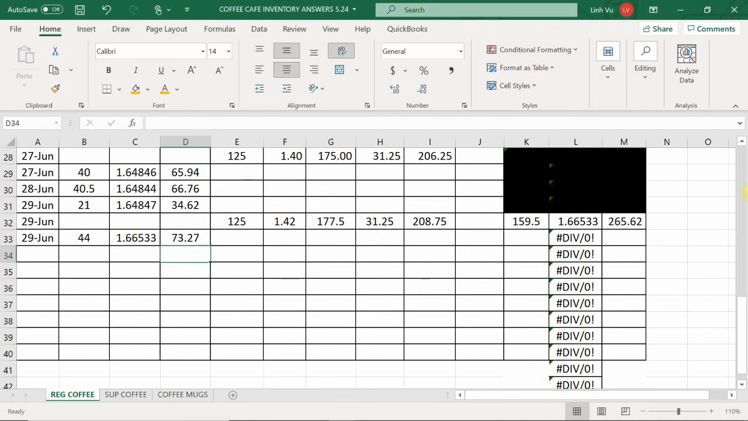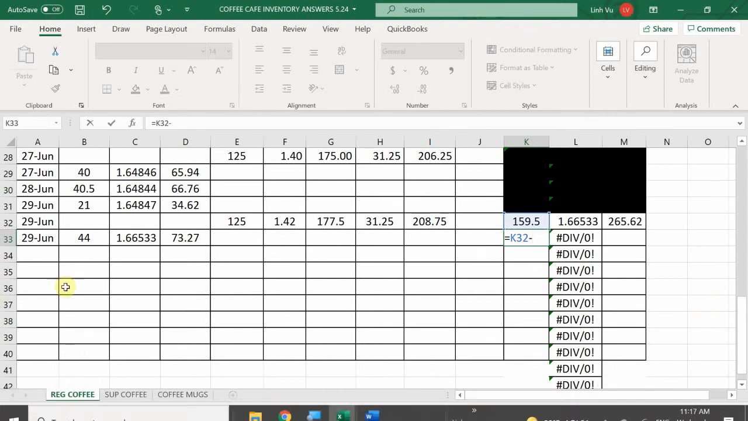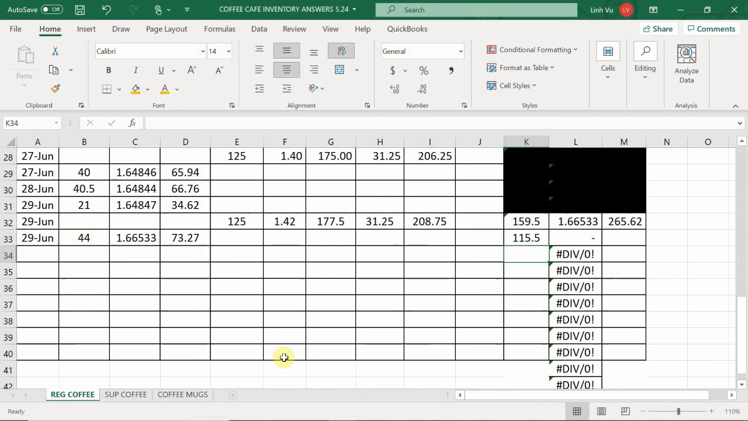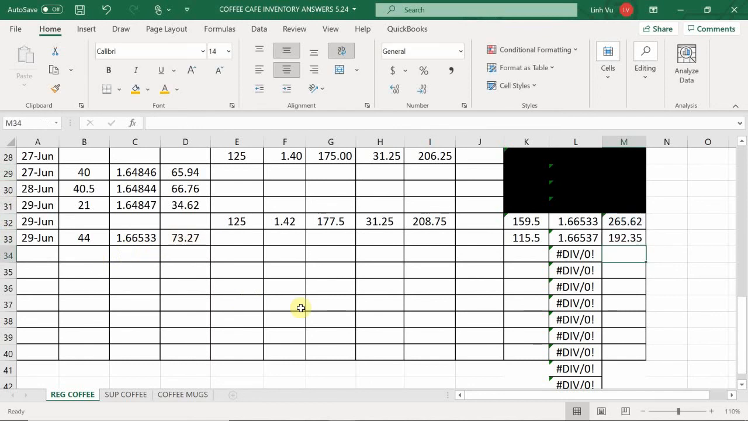73.27. So in this case, we need to update our inventories, okay? Because we no longer have 159 pounds anymore. We only have 115 and a half. Same thing here. We no longer have 258.62 because we sold 73.27. So therefore, we should have a leftover remaining of 192.35, which then we recalculate our average cost per item, and it increased by a thousandth of a penny.